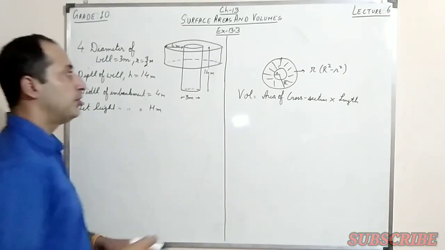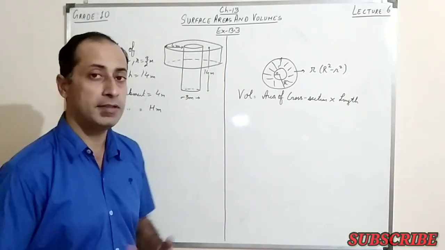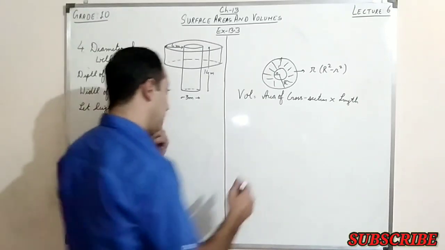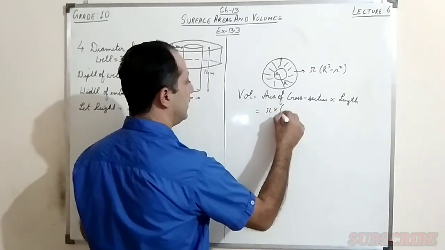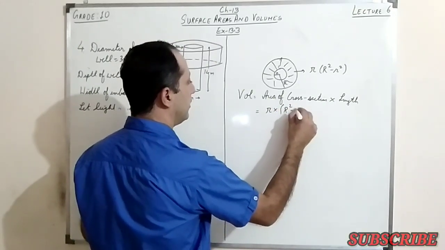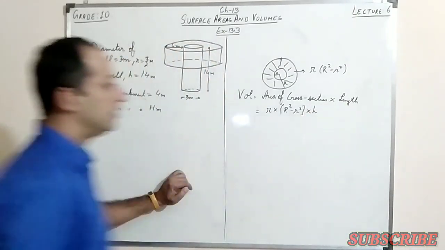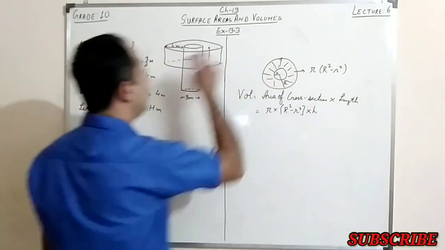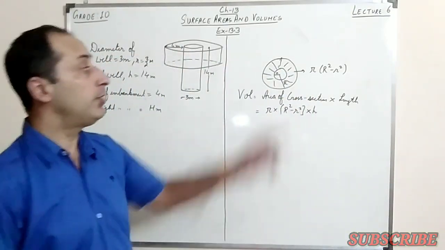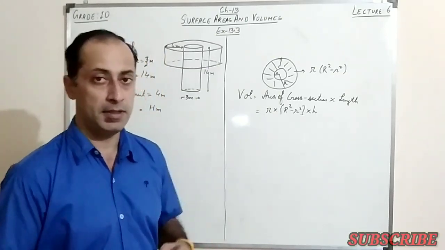Now if I suppose that the height or the length of the embankment is h, then the volume formula will be pi multiplied by capital R square minus small r square into h. This will be the volume of the embankment. Now the question is, the inner radius is given to me, but what would be the outer edge radius of this embankment?